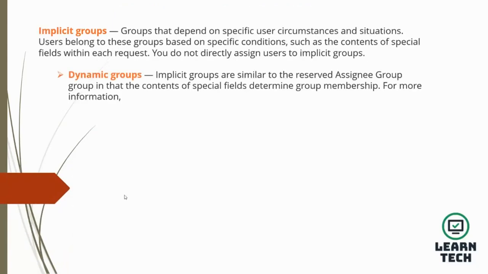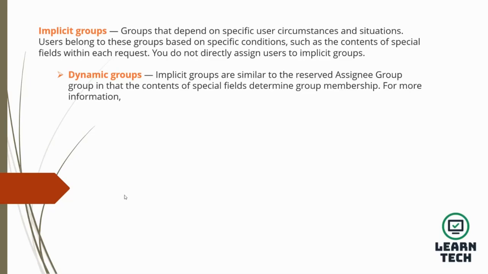Now coming on to the implicit groups. Implicit groups are groups where we do not create the groups. Users are given permissions based on conditions and the roles they have, so they automatically get assigned to these groups and then get the permissions. One of those concepts is the dynamic groups.